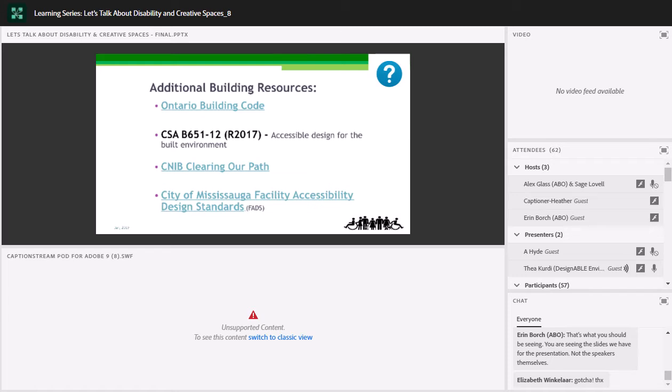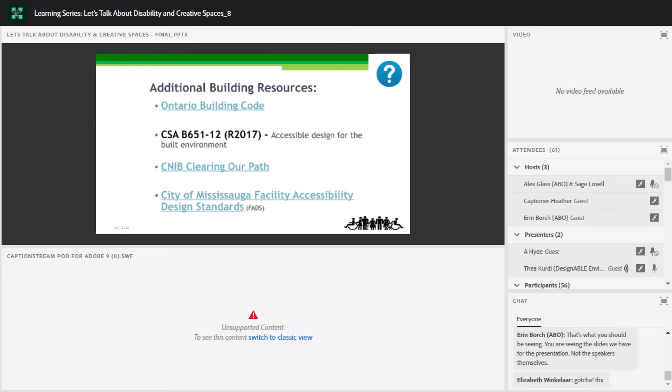And finally, we've provided additional resources. So if you wanted to get a link to what does the building code say about accessibility, there is a website for that. If you wanted to be up to date on what our Canadian Standards Association is doing about accessibility, and the National Building Code is looking to the CSA standard, we're going to provide information about that. Unfortunately, it's not free. But there are also great free resources from the CNIB and a document called Clearing Our Path. And the City of Mississauga, like many municipalities, so look to your own municipalities, has free Facility Accessibility Design Standards, which are also known as FADS, which are based on universal design principles.